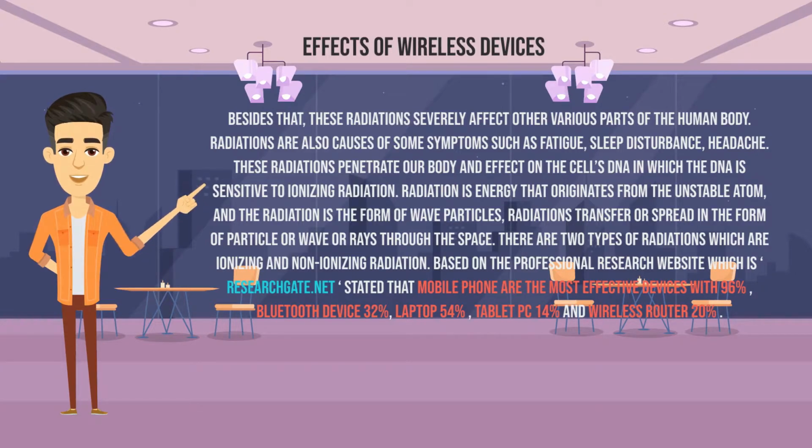This radiation penetrates our body and affects the cell's DNA, in which the DNA, the genetic material, is sensitive to ionizing radiation. Radiation is energy that originates from the unstable atom, and the radiation is in the form of wave particles. Radiation transfers or spreads in the form of particles or waves or rays through space. There are two types of radiation, which are ionizing and non-ionizing radiation.